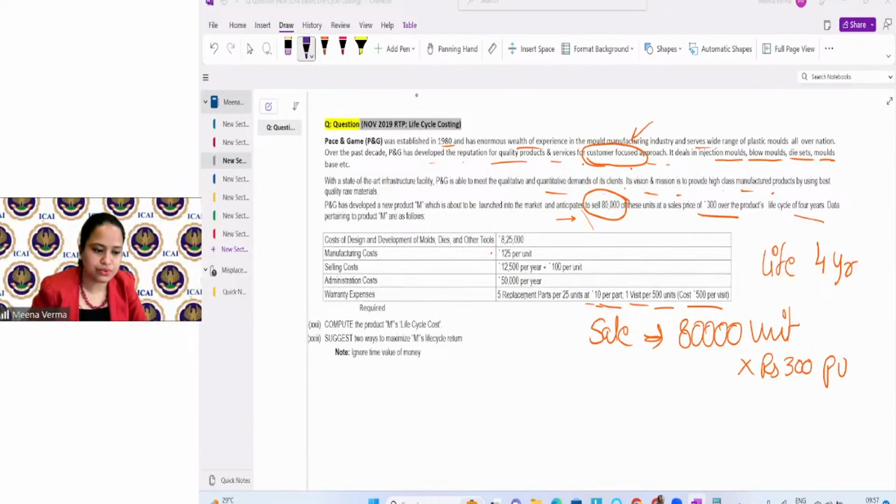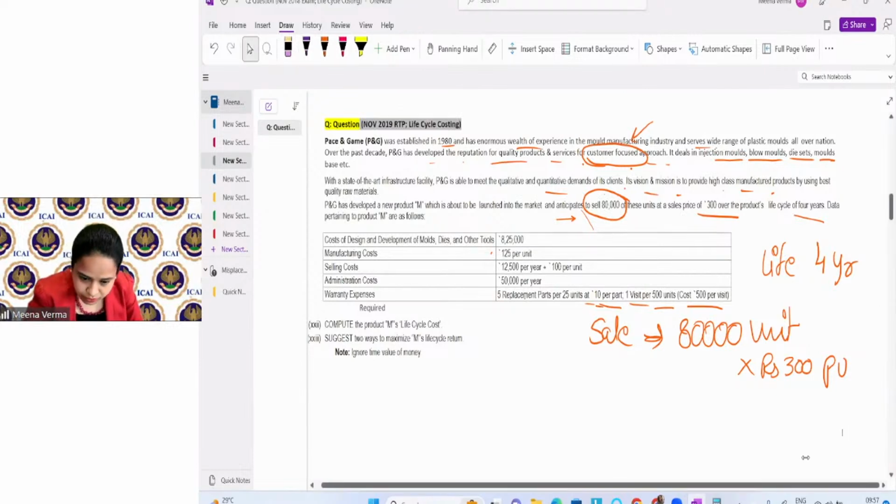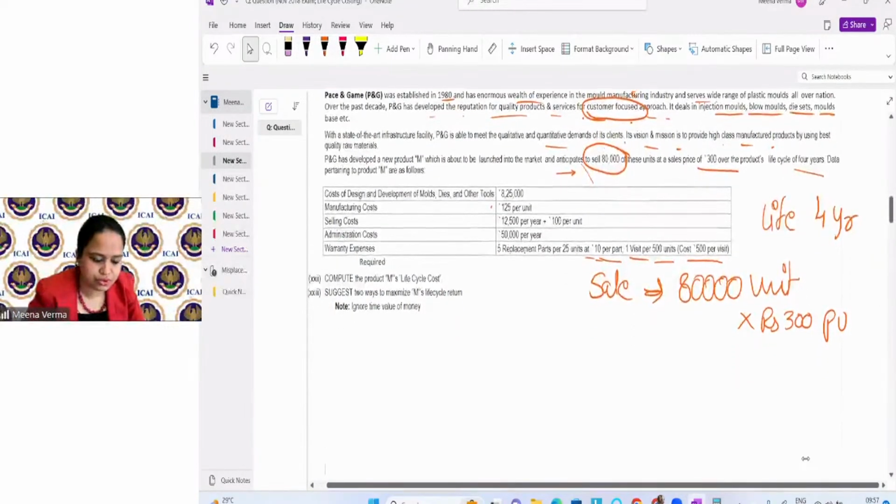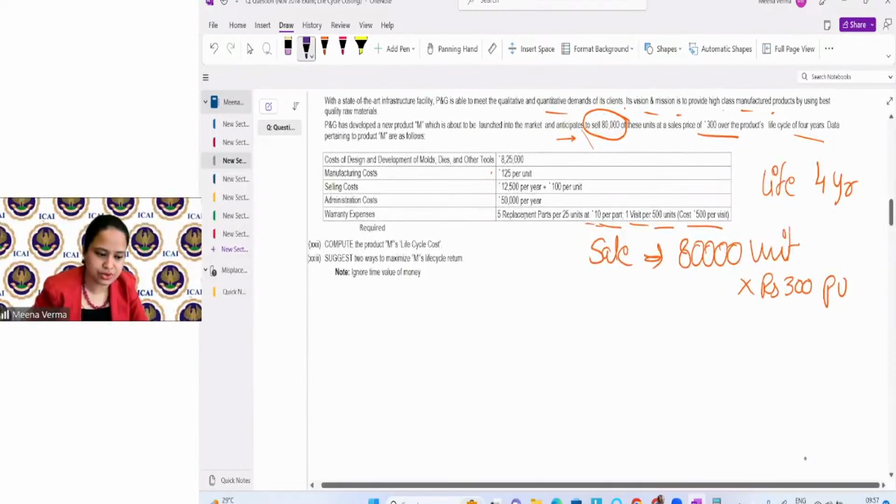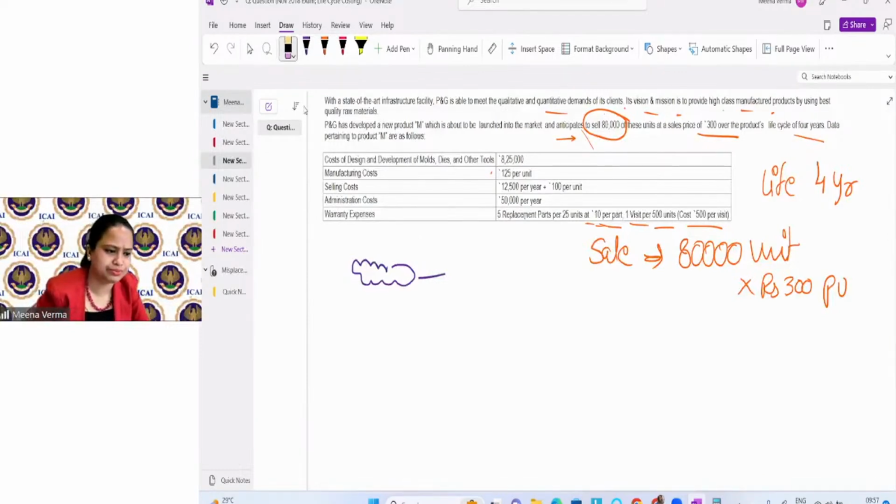So what we will do, we will prepare a cost sheet considering all these things. We have to consider 4 years here. First, it is given that you have to ignore the time value of money. Otherwise, we have to consider time value also, right? In this question, it is clearly given to ignore it. Now we have to calculate the life cycle costing. This is the requirement of the question.